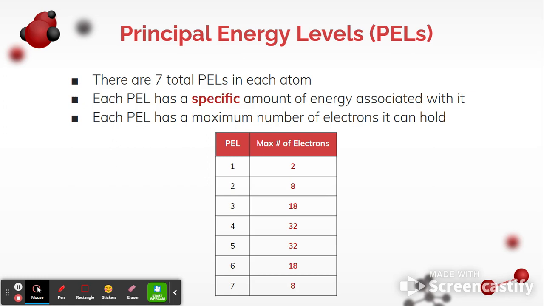Each principal energy level has a capacity for a certain quantity of electrons. You don't have to necessarily remember all of these, but I would suggest to remember the first 3 or so for a high school chemistry course. The first PEL has 2 electrons, the second has 8, and the third has 18. We will get to why these quantities are what they are when we discuss expanded electron configurations later.